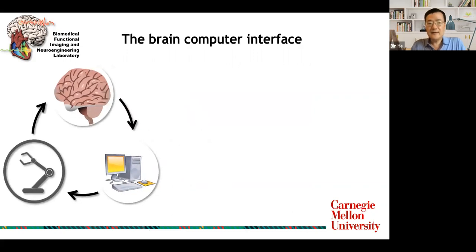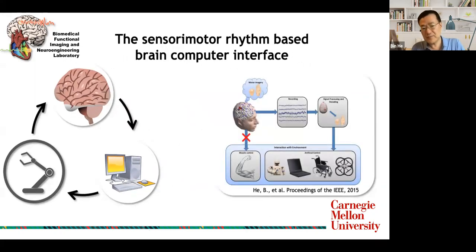Now, in this whole approach, clearly there are many ways. We talk about non-invasive versus invasive, and even among the non-invasive BCIs, there are multiple ways, for example those with P300, SSVEP, or slow cortical potential. One particular non-invasive BCI approach using EEG is called sensorimotor rhythm-based BCI, which is illustrated in this slide on the right panel.